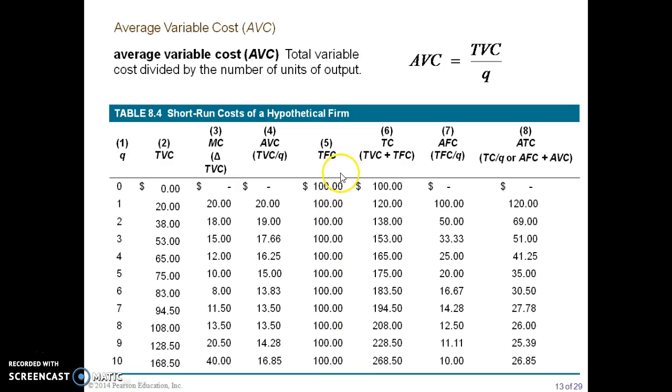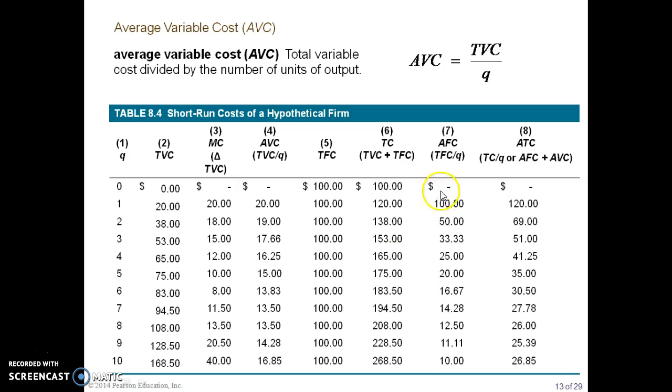Total fixed cost, you'll notice, will stay the same. It's the cost of production that never changes. You have total cost, which is variable plus fixed cost. And you have average fixed cost, which is total fixed cost divided by output. As you notice, total cost will increase. The reason total cost increases is because of our variable cost.